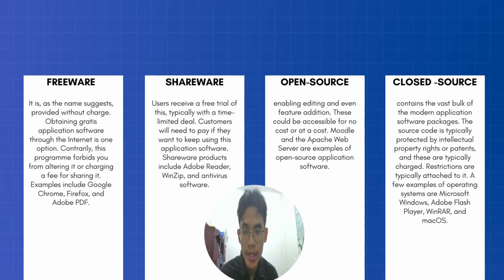First, freeware. It is, as the name suggests, provided without charge. Obtaining gratis application software through the internet is one of the options. However, this program forbids you from altering it or charging a fee for sharing it. Examples include Google Chrome, Firefox, and Adobe PDF.